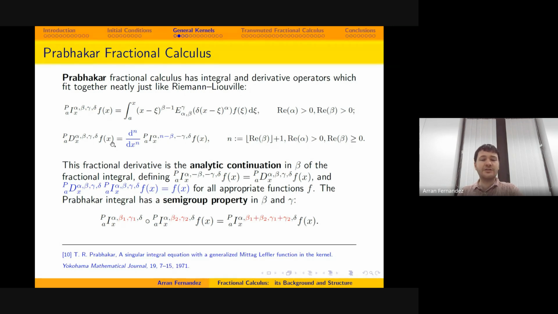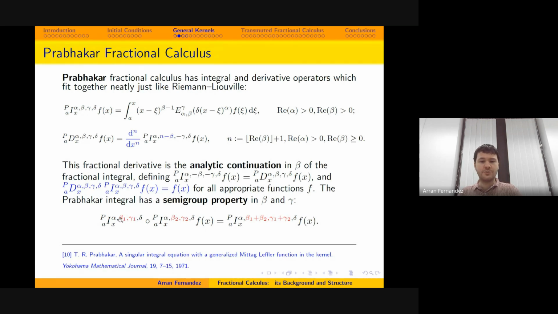Now, these operators have nice properties. So look at the kernel here. This is a Mittag-Leffler function, the capital E, multiplied by some singular power function. This is the analytic continuation with respect to the variable beta. So here beta is on the right half plane, and here using the minus beta to beta switch, we extend beta to the whole complex plane. Alpha still requires real part positive. And we have this nice fundamental theorem of calculus. The derivative of the integral is the original function.